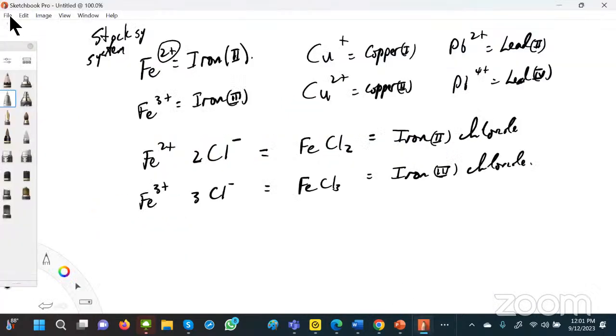So in the case of binary molecular compounds or covalent compounds, basically, again, it's two elements, but they're both non-metals, all right? To give you a couple of examples, I'm talking about, for example, carbon dioxide or sulfur tetrafluoride or phosphorus triiodide. Okay, so these are examples of binary molecular compounds or binary covalent compounds.